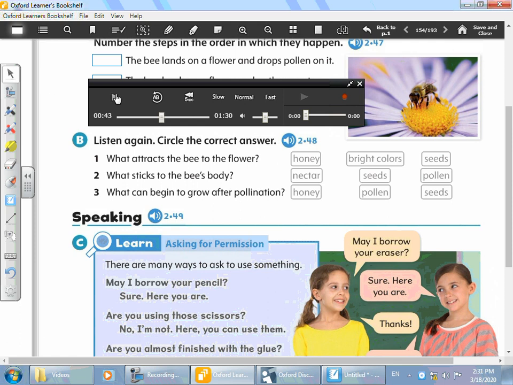Okay, so the first question, what attracts the bee to the flower? Excellent, the bright colors. Now, number 2, what sticks to the bee's body?